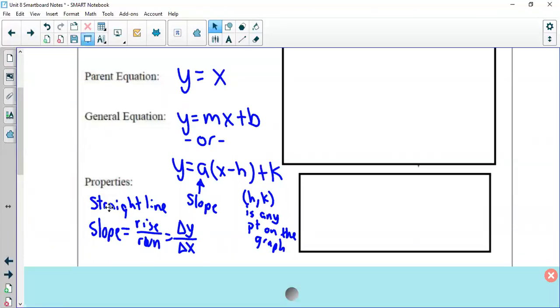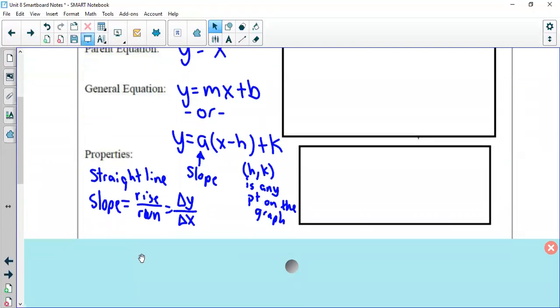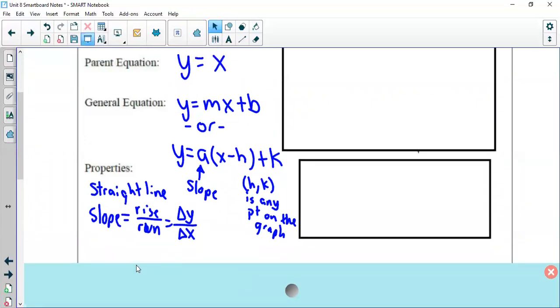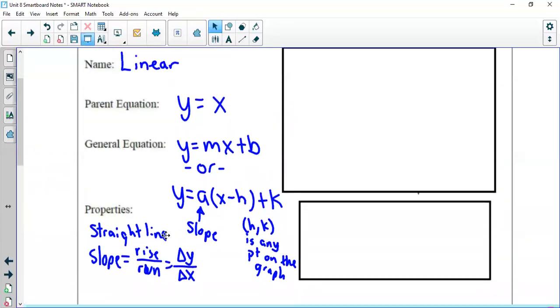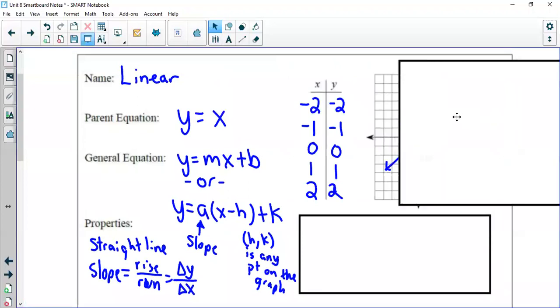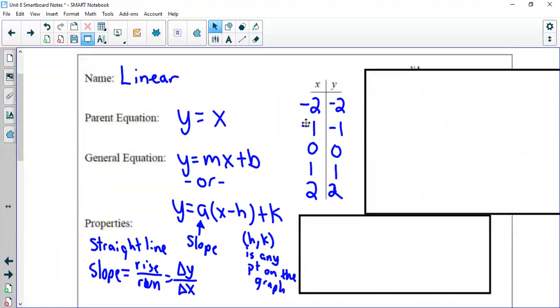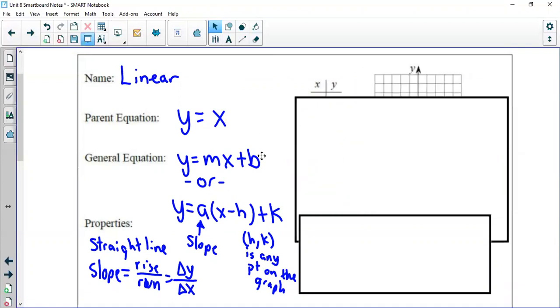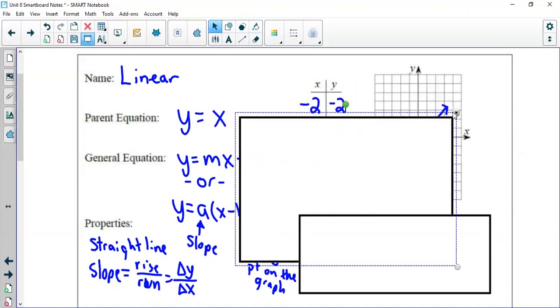Okay, just remember, a line, it's a straight line. Whether you're m or your a, slope is always rise over run, or the delta y over delta x, which again means change in y over change in x. If we were going to make a table, here's our table. If I plug -2 in, -2 would come out, because again, x always has to equal y. So notice on this table, the x and the y are always equal to each other. And when we go ahead and plot this, we see that it is a straight line.